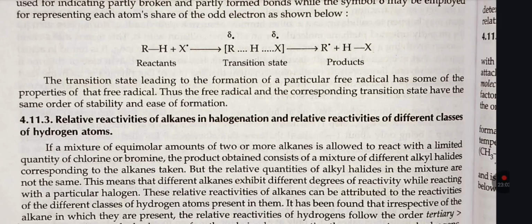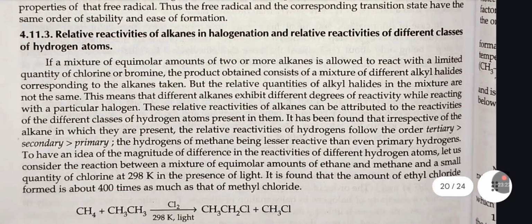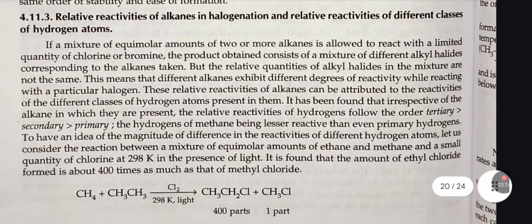The transition state leading to the formation of a particular free radical has some of the properties of that free radical. Thus, the free radical and the corresponding transition state have the same order of stability and ease of formation. Relative reactivity of alkanes in halogenation and relative reactivity of different classes of hydrogen atoms.